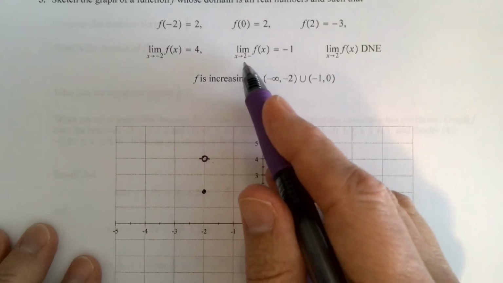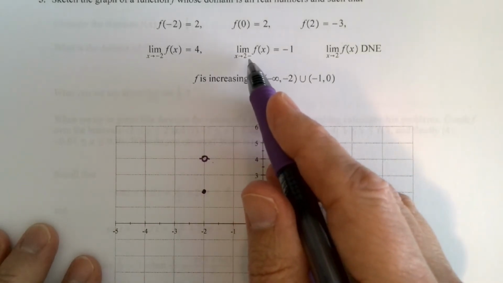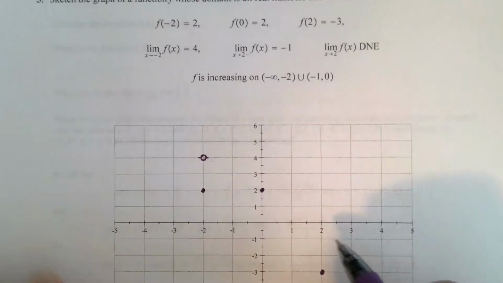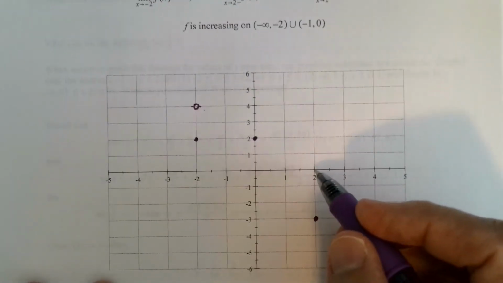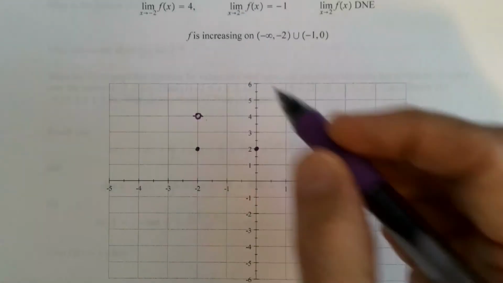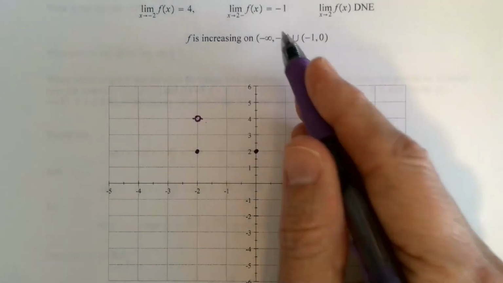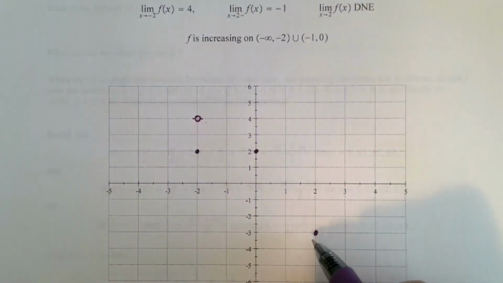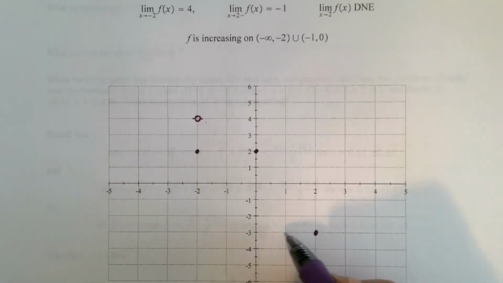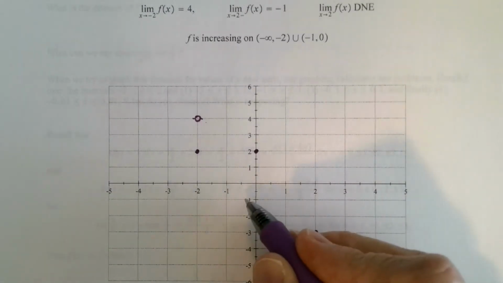The limit as x approaches 2 from the negative side is -1. Okay, so here's 2, and it says from the negative side, so we're coming this way, and we're approaching what value? -1. Are we approaching -3 down here? This is the y value of -3. No, we're approaching a y value of -1.